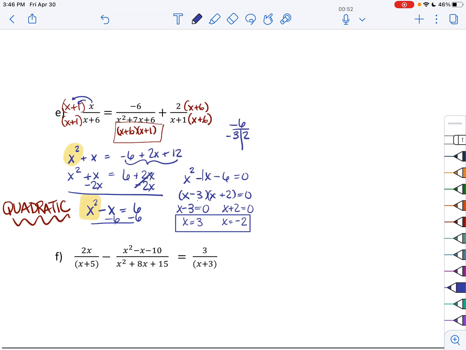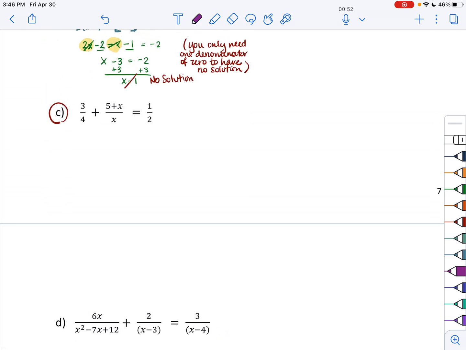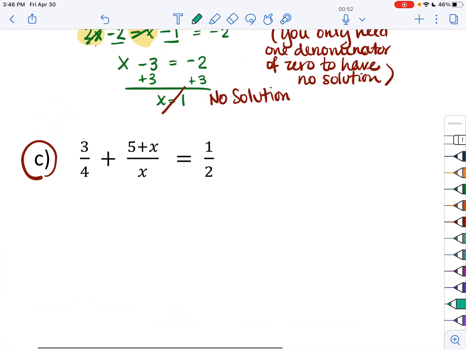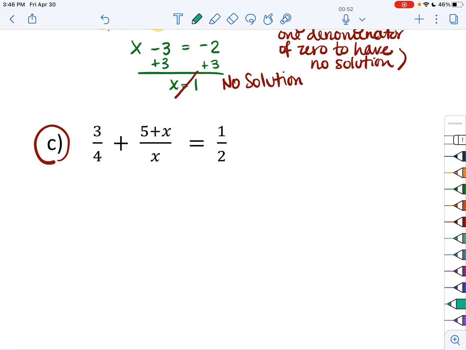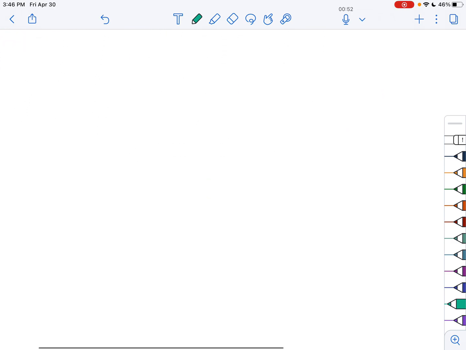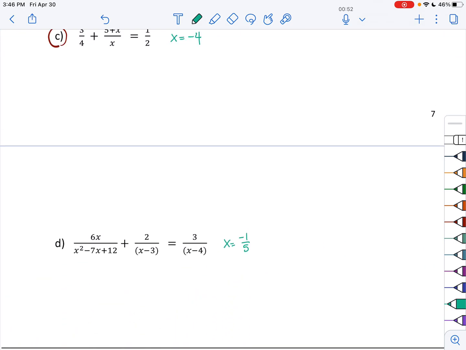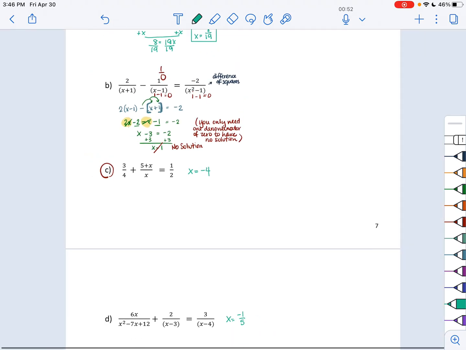All right, so what I'm going to do is I'm going to give you the answers for C, D, and F so that you can see if you get them right, okay? And then if you have any questions about how I got those answers, please let me know. For C, x equals negative 4. For D, x equals negative 1/5. And for F, x equals 1. All right, so happy solving. Do those 3. And if you need some help, please let me know.